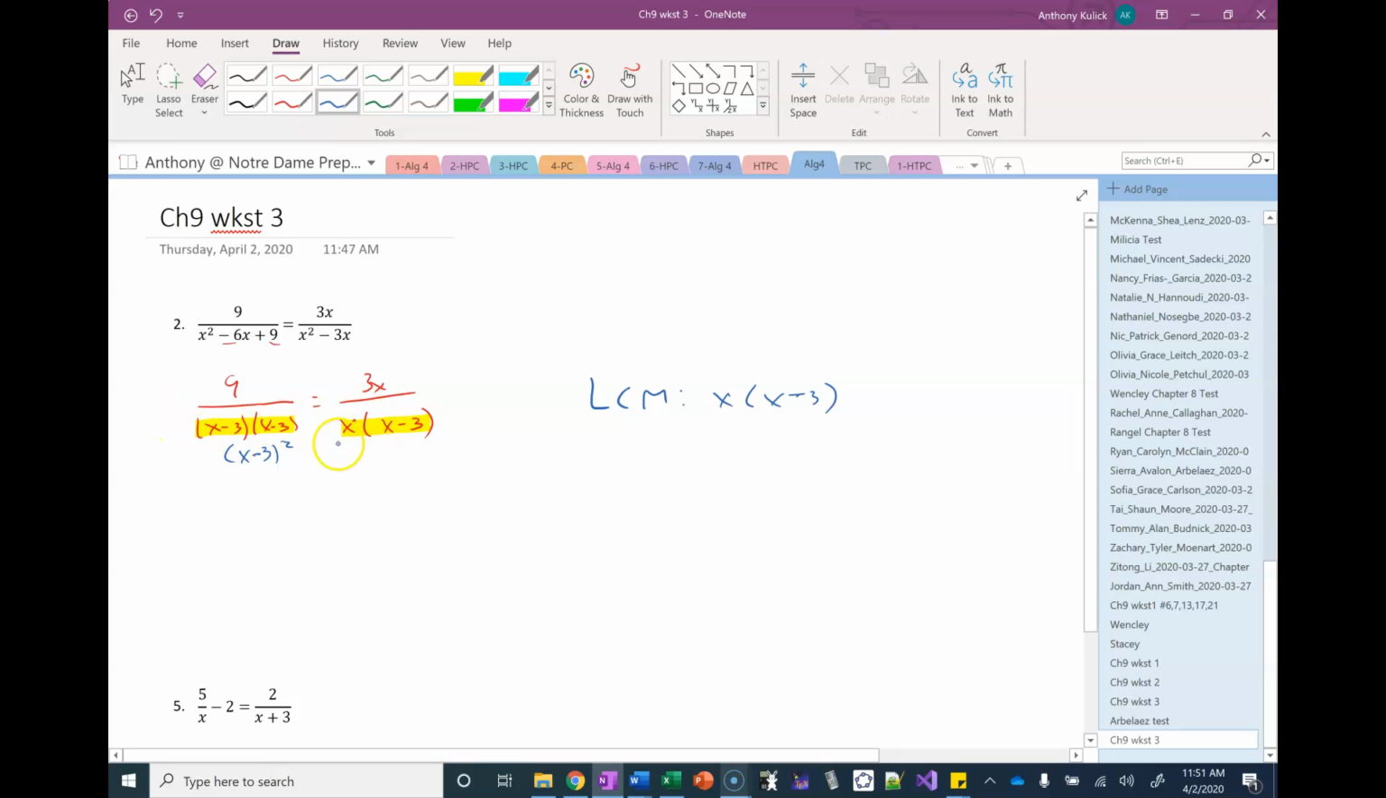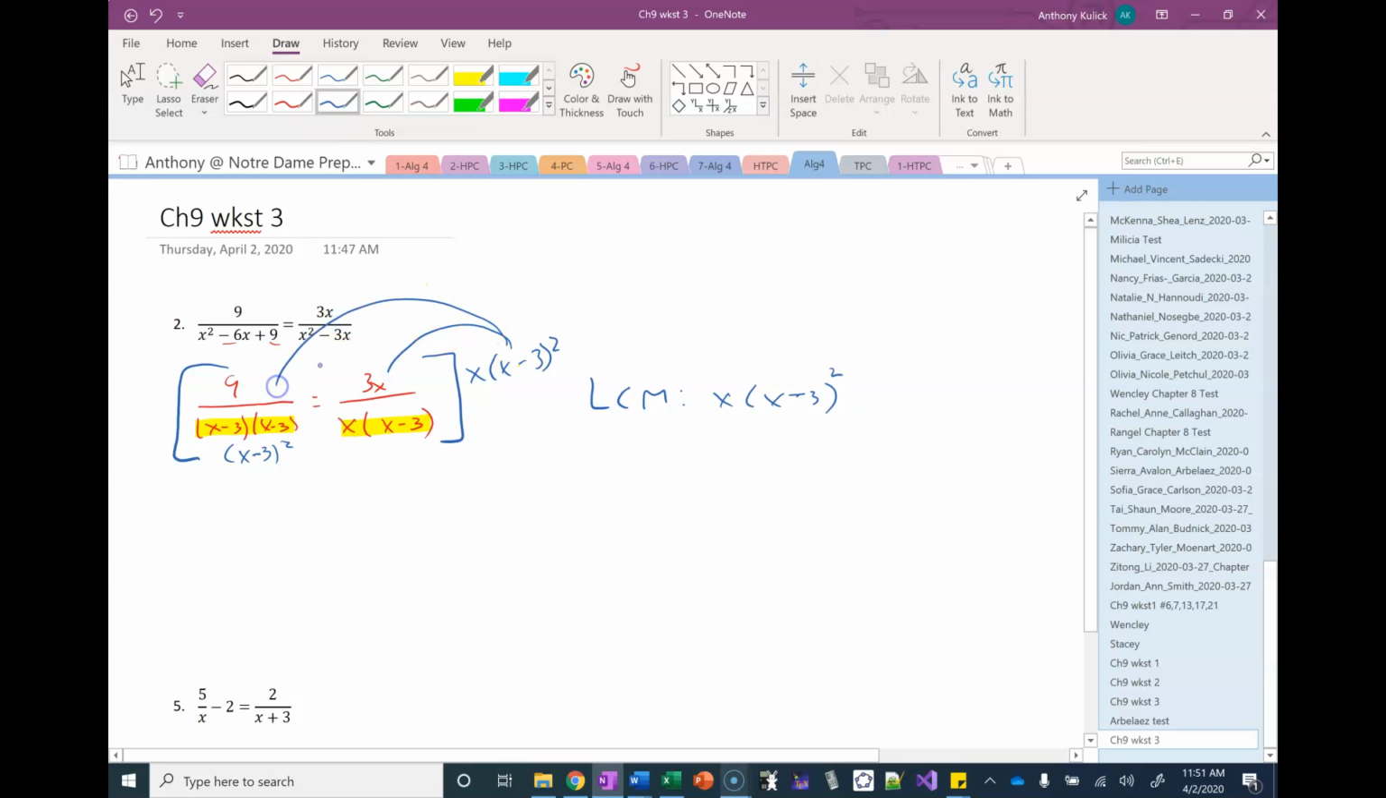And then the power on my x should be the biggest power on all my x's here. I have only one x, and it's to the first, so that should be an x to the first. And if I look at my x minus 3's, I have those in two locations. The biggest exponent on the x minus 3's is a 2. So that's my least common multiple. So I'm going to multiply both sides of this equation by x times x minus 3 squared.